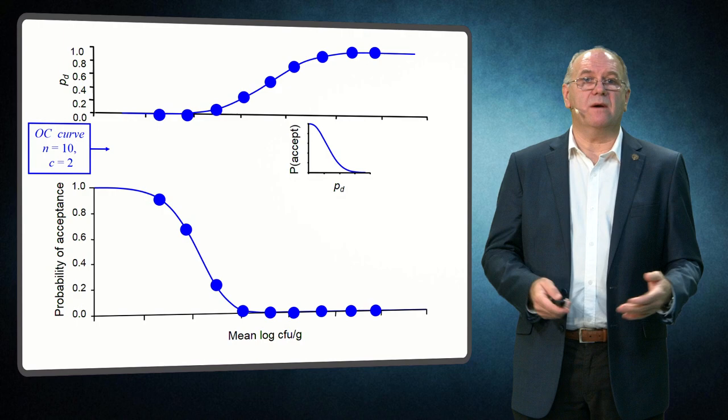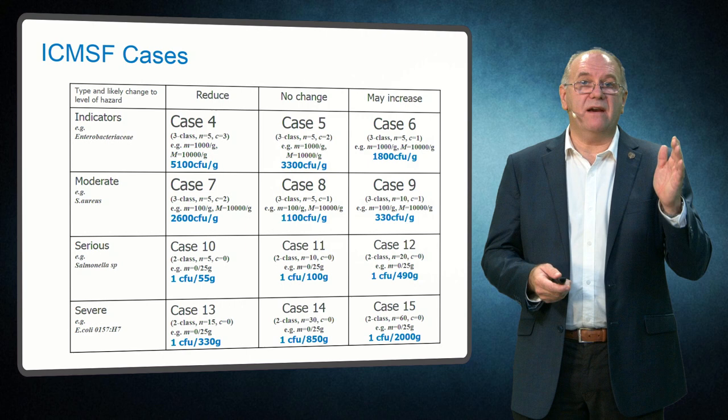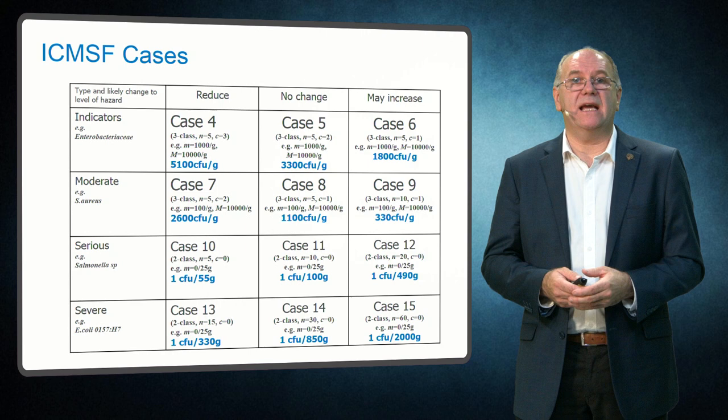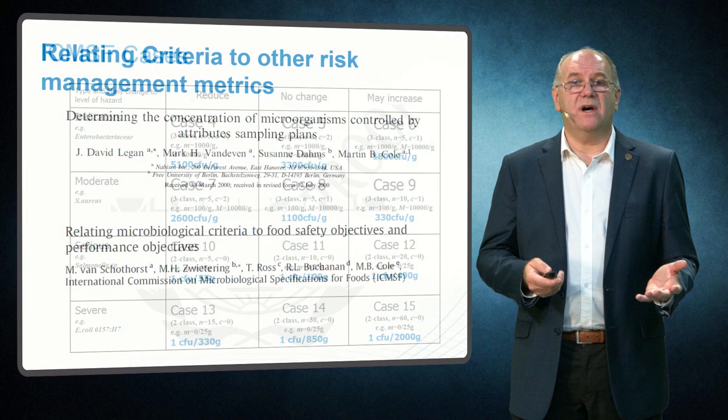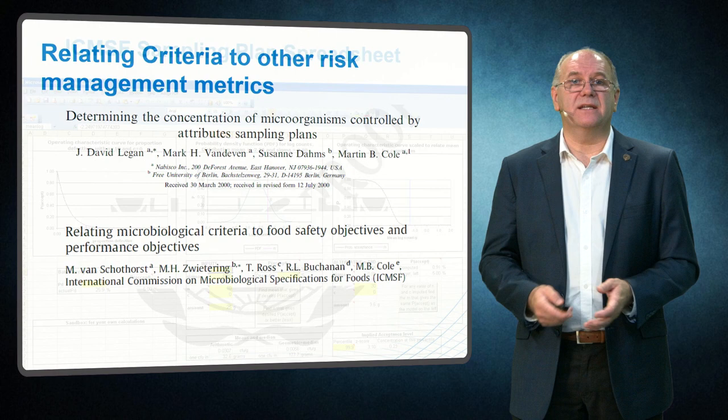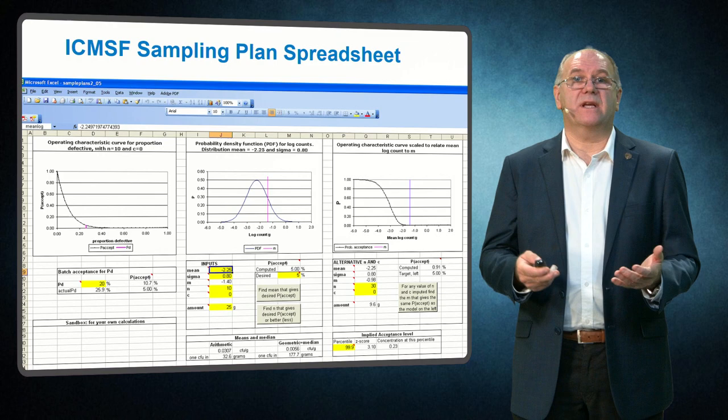Well, here's an example from the ICMSF cases, but now we have the increasing stringency from the top left of the cases to the bottom right. We can also see now in terms of the mean concentration of organisms that would be detected with a 95% probability. Now, if you'd like to know more about this work, you can find a lot of the principles described in the following papers. And also, fortunately, to make it easier, the ICMSF has created a web spreadsheet tool that does all of the calculations for you, and this can be downloaded on the ICMSF webpage.